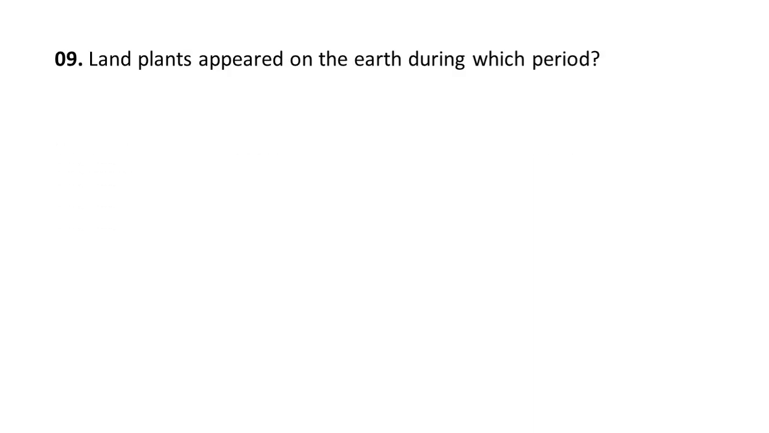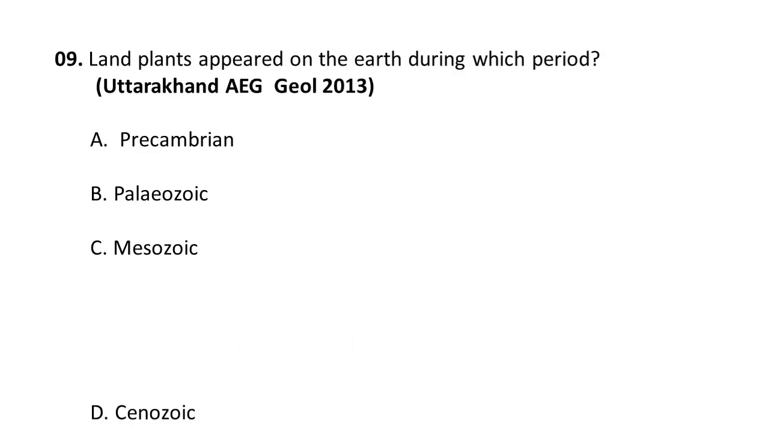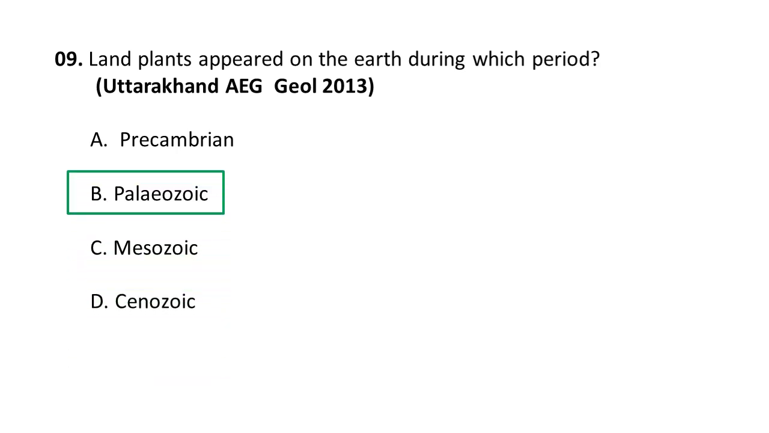Land plants appeared on earth during which period? A. Precambrian, B. Paleozoic, C. Mesozoic and D. Cenozoic. So, land plants appeared on the earth during the Paleozoic period. The first land plants appeared during the Ordovician period, which was part of the Paleozoic era, around 460 to 485 million years ago. The plants were similar to mosses and liverworts and lacked deep roots and leaves. Fossilized cells, spores and cuticles from these early land plants have been found that date back to the Ordovician period. So overall the land plants appeared on the earth during the Paleozoic period.